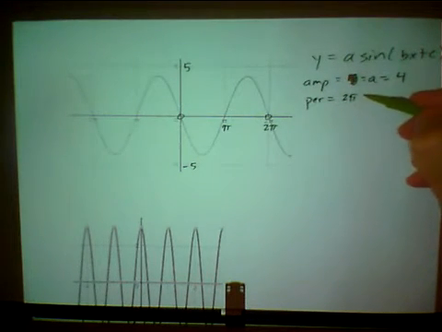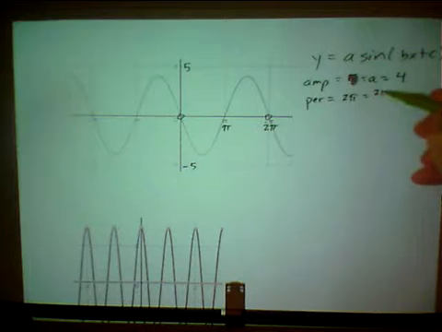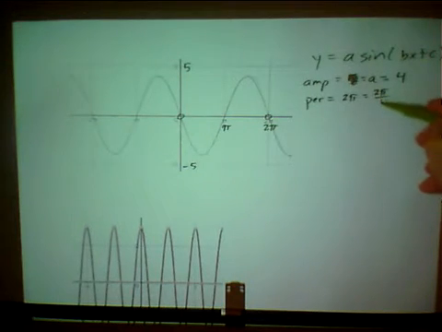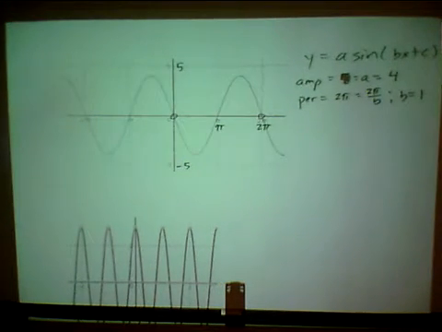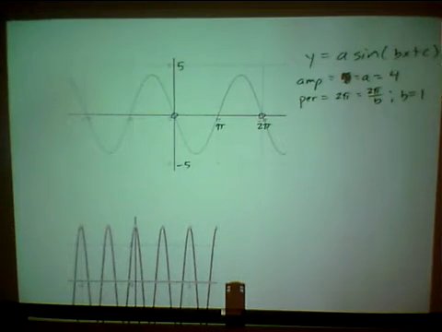Now in our little equation, we said the period is 2 pi over b. We do a little math here. We quickly see that therefore b is going to be 1. We need the value of b to eventually plug into our equation.